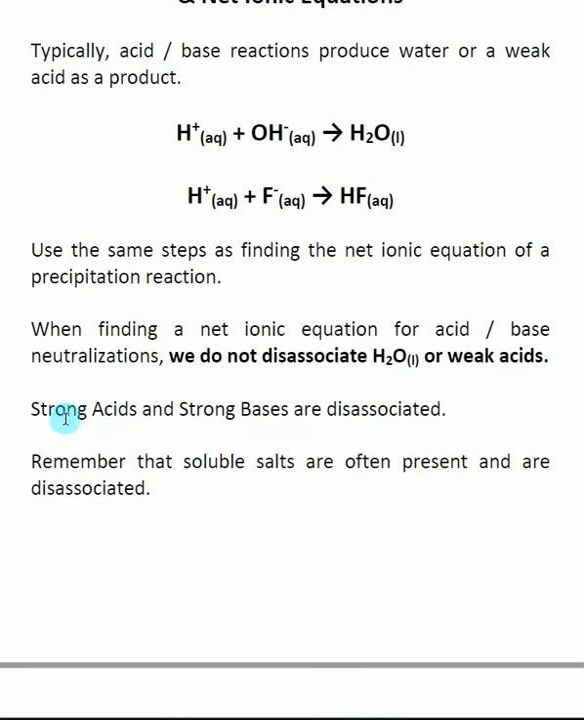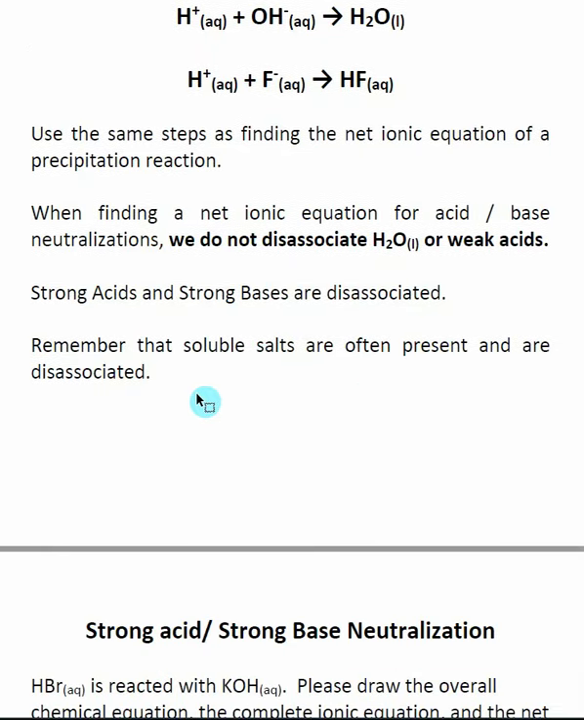So strong acids and strong bases are dissociated. Just like our soluble salts, when we break them up to get to the overall ionic equation, we break them up into their ionic species. One of the things that makes it a little bit tricky is that a lot of the time there are going to be soluble salts present inside of these reactions. So you're going to need to apply some of the rules of solubility. In this case, typically the only rules that you need to apply have to do with group 1 metals. You need to remember that sodium and potassium salts are soluble and that they are going to dissociate.